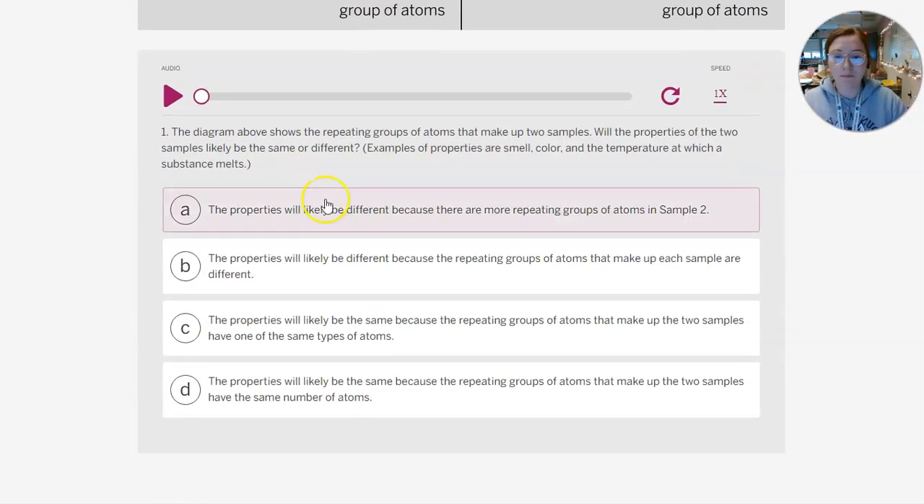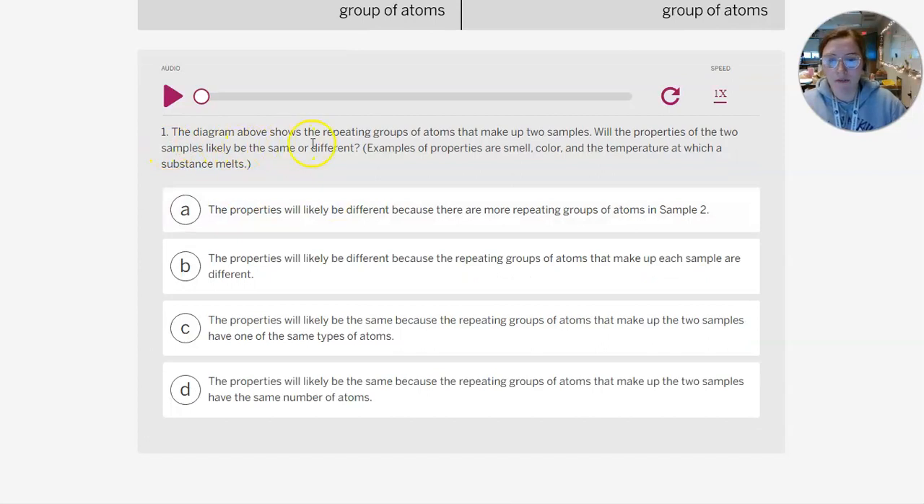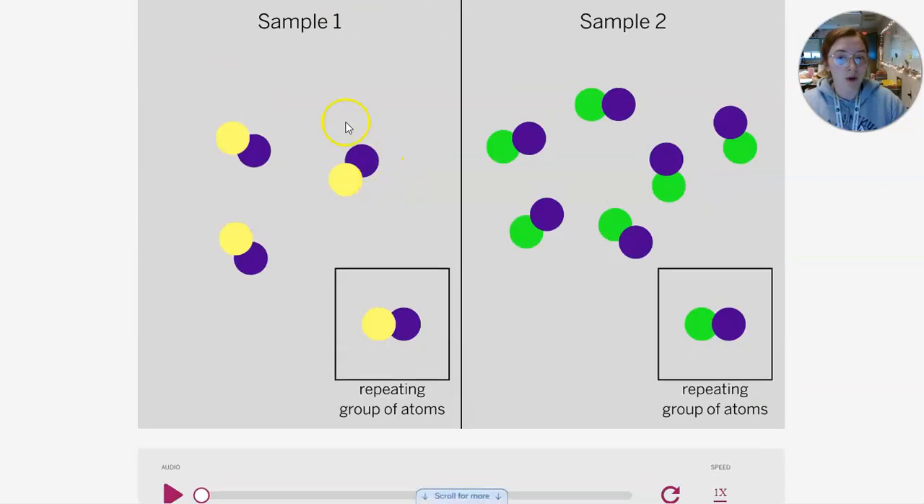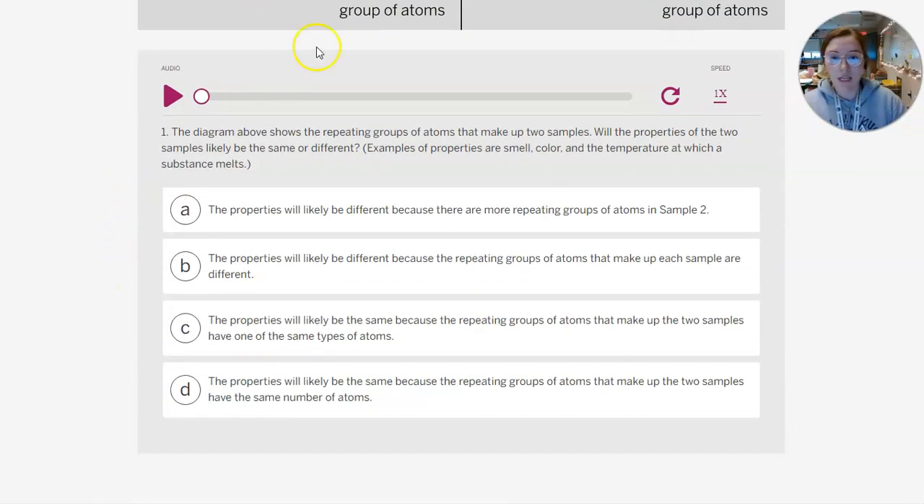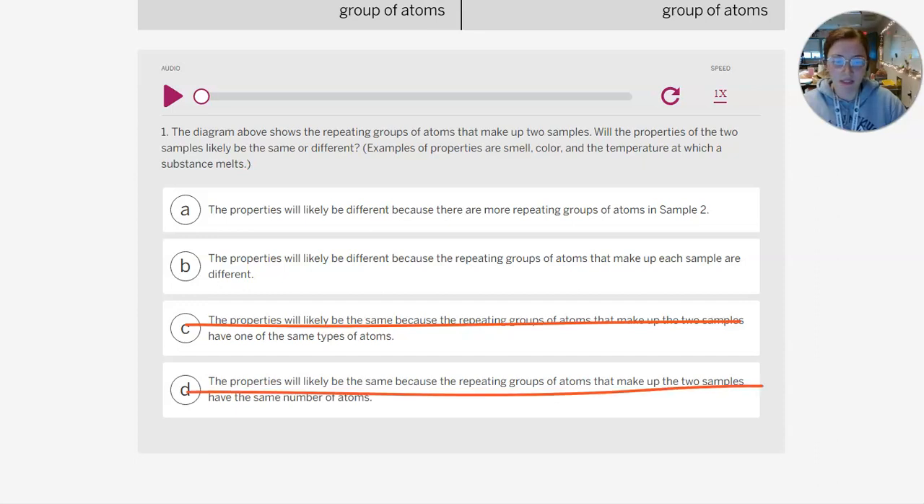So I'm going to come down here. It says the diagram above shows the repeating groups of atoms that make up 2 samples. Will the properties of the samples likely be the same or different? We just said it. They will be different. So down here, I'm going to start getting rid of some answers. C says they're going to be the same, so I know it's not C, because I just said they're going to be different. And D also says they're going to be the same, so I'm going to get rid of D.